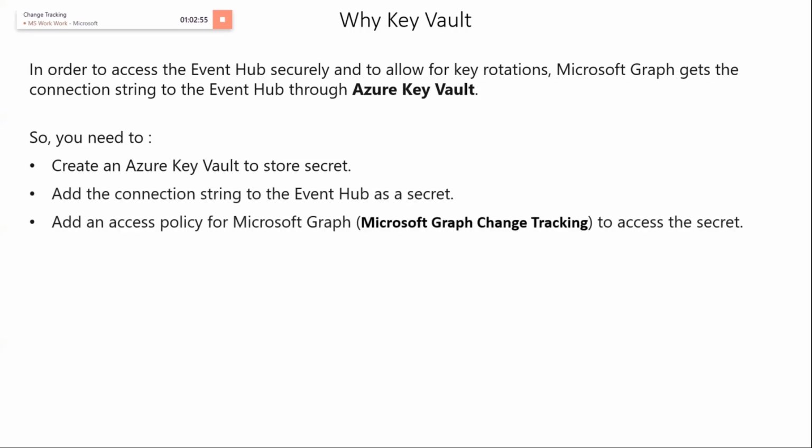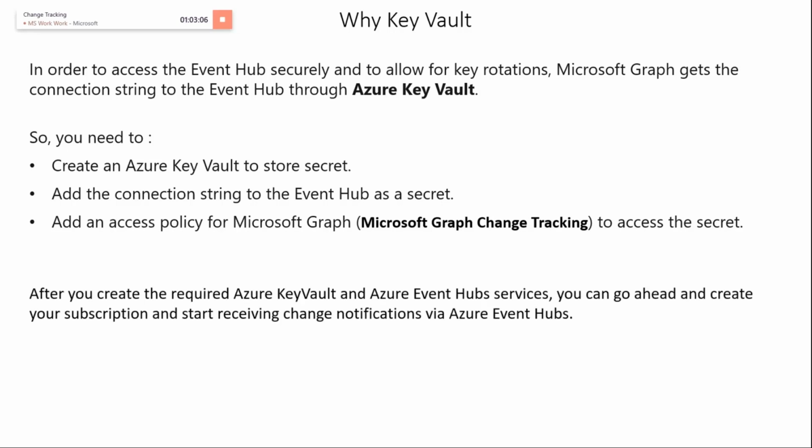As I mentioned earlier, the Azure Key Vaults are just for securing the connection strings for the Event Hubs. So you'll need to create a secret that will store the key to the Azure Key Vault. Something else that we'll do is add the Event Hub connection string to your Azure Key Vault. And then I'll of course show you how you can give access to a Microsoft Graph Change Tracking application as an access policy.